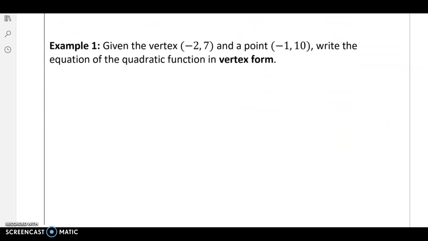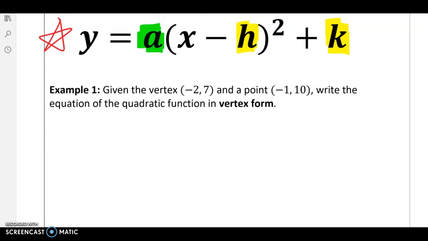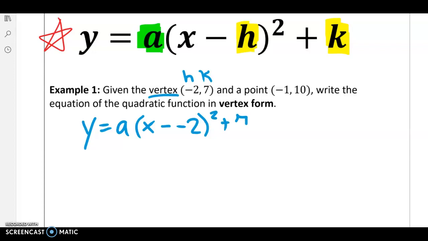Given the vertex and the point given, write the equation in vertex form. So I'm going to keep the vertex form up there at the top for us to look at. So let's start by just plugging in the h and the k. So the vertex is the h and the k, and I find it's very important to label the two letters. Now previously we talked about h and k and how that was a shift left or right or up or down for the parabola, but it is also the vertex. So let's go ahead and write our equation. y equals a parentheses x minus -2 squared plus k, which is 7.